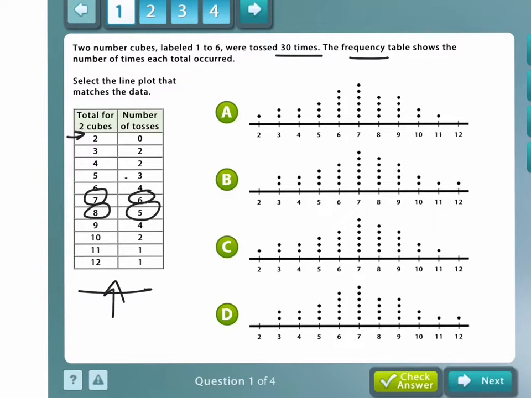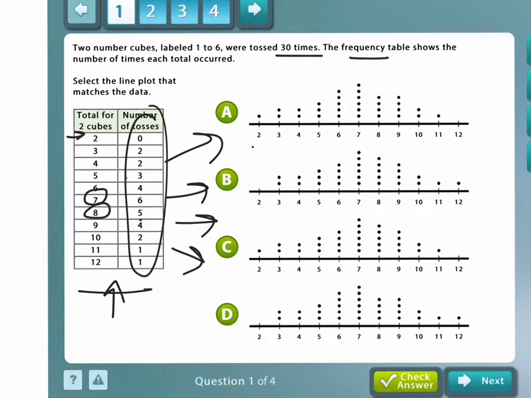So what you're doing is matching this data to one of these line plots. Pretty easy to figure out. You just match these numbers on this side to the data there. So for the number 2, you are looking for 0 tosses.